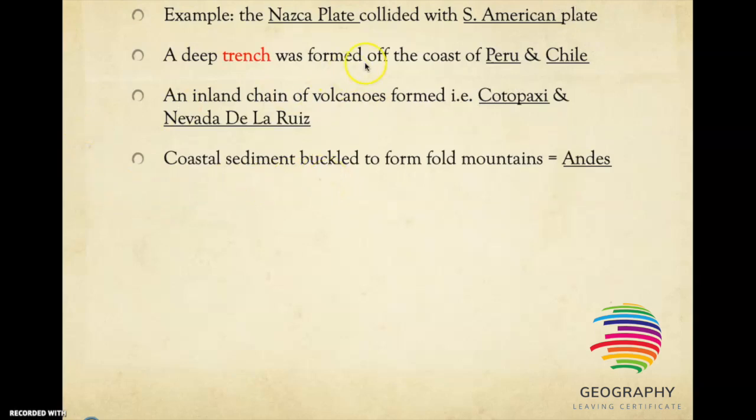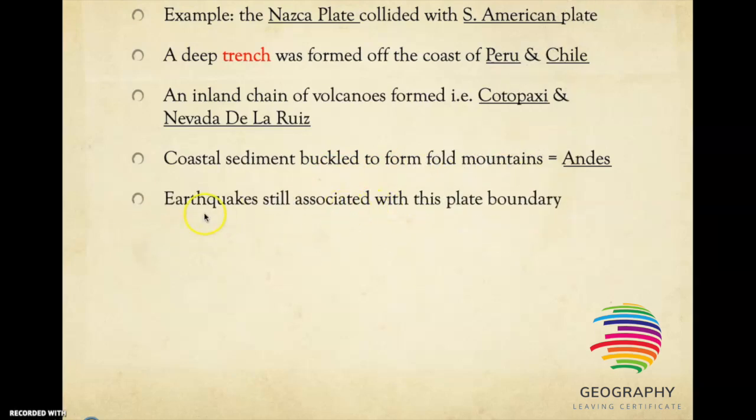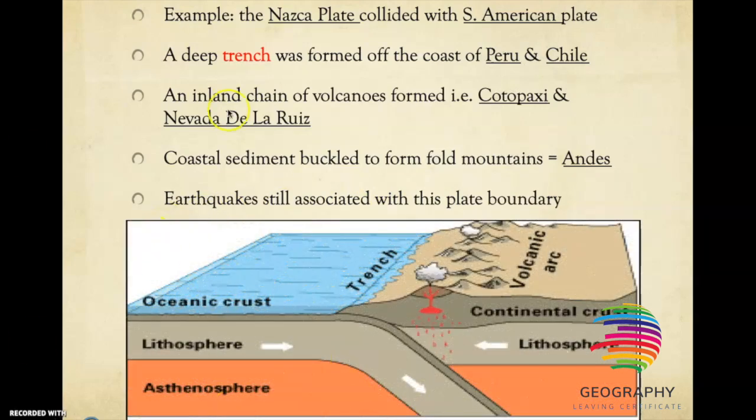The interesting thing here is in the Andes Mountains, these fold mountains, they actually found fish fossils and fish bones. And that tells us that the land on which the mountains are made was once underwater. So the land was folded up and buckled from under the water all the way up. And also, there are earthquakes associated with this boundary, obviously. So there you have subduction, our trench and our volcanoes. And again, you need those diagrams.